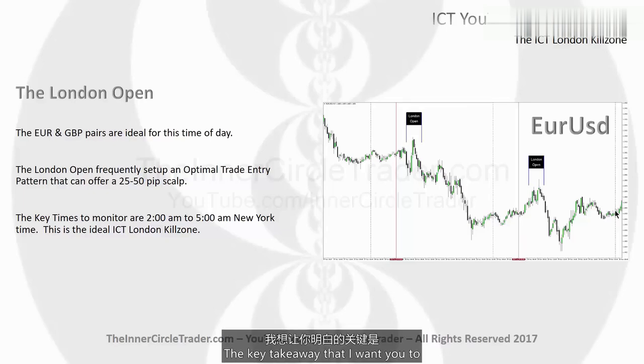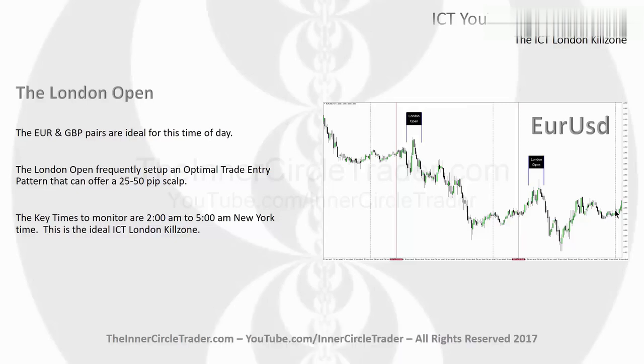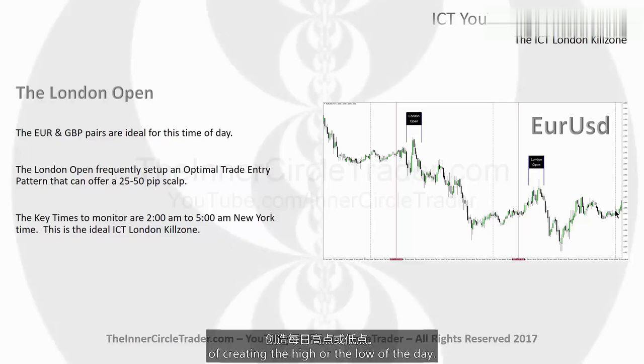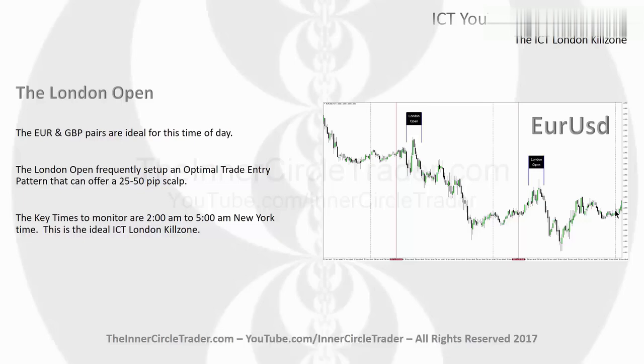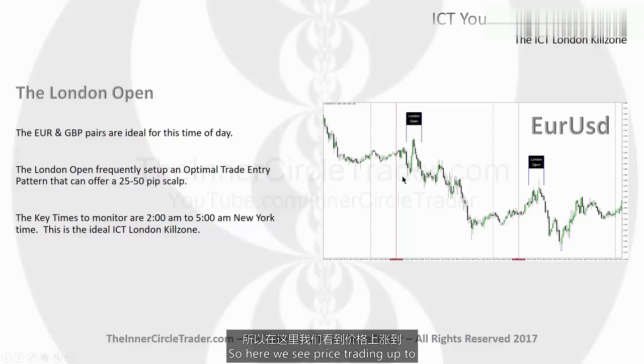The key takeaway that I want you to be encouraged to go through your charts and study is that London Open generally has the highest probability of creating the high or the low of the day. So here we see price trading up to, and this little blue line segment is just delineating that little pocket of time, that window of opportunity between 2 o'clock in the morning and 5 a.m. New York time. You can see how beautifully it goes up, trades, makes the high of the day, and then trades aggressively lower. Same thing here on this day. It trades up, spikes up, creates the high of the day, and then sells off.